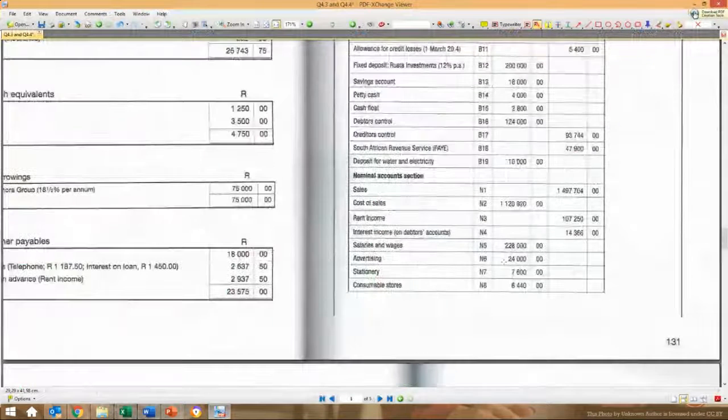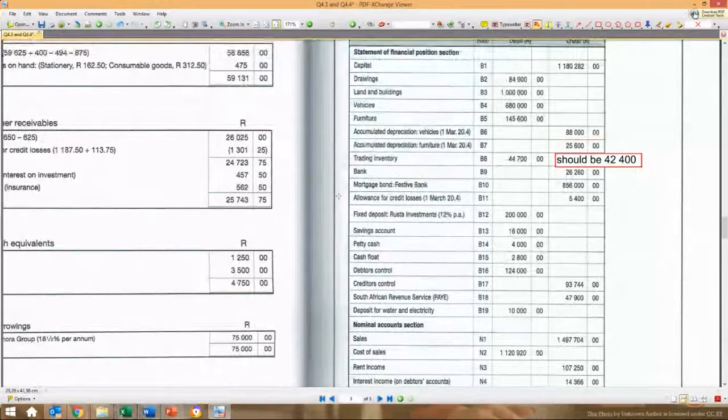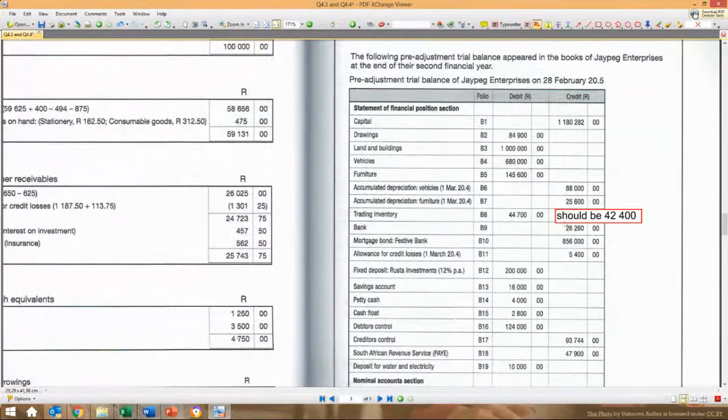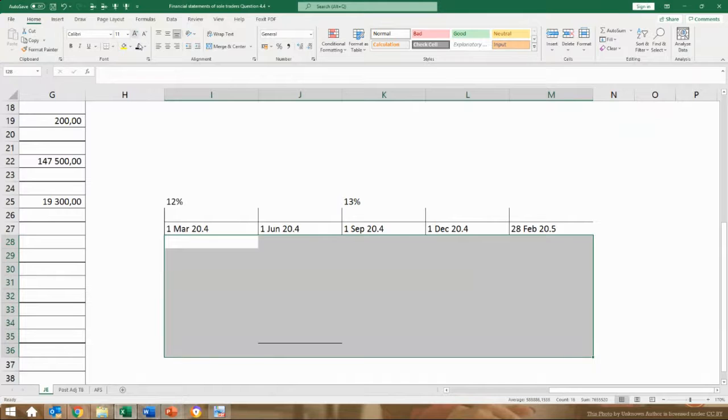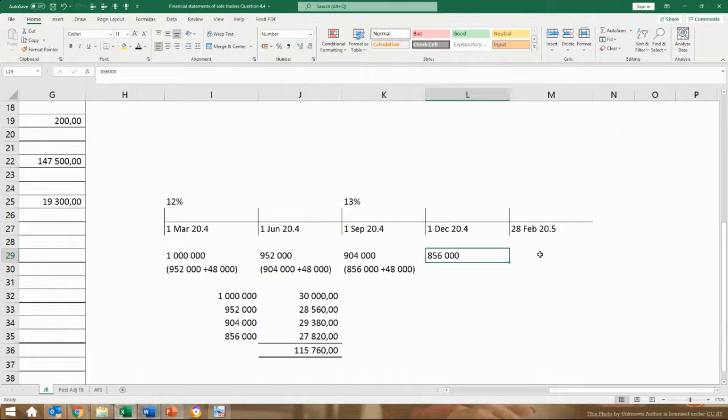How I do that is I go to the information they've provided. They told you the mortgage bond at 28 Feb is 856,000. Because they've already accounted for repayments, that is your closing balance. Because we made the payment on the 1st of December, that 856 in our trial balance is the amount directly after the payment on the 1st of December. Then I can work out what the amount would have been directly after we paid on the 1st of September. So it's that 856 plus the 48,000 we paid, which gives us 904, and you do this for all the transactions.